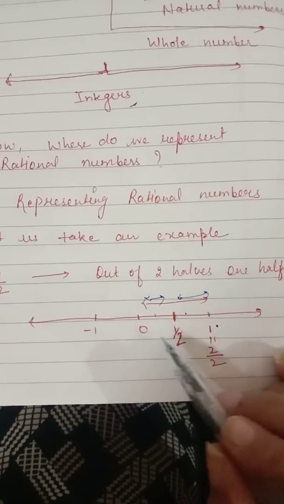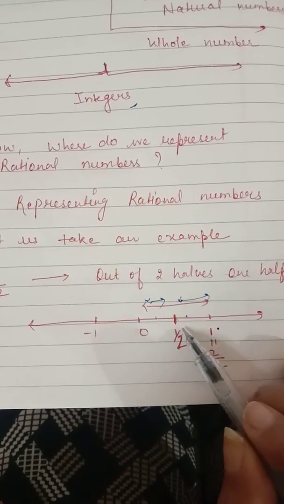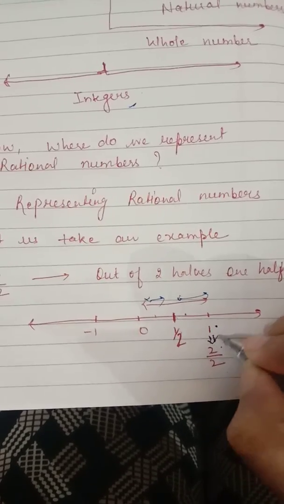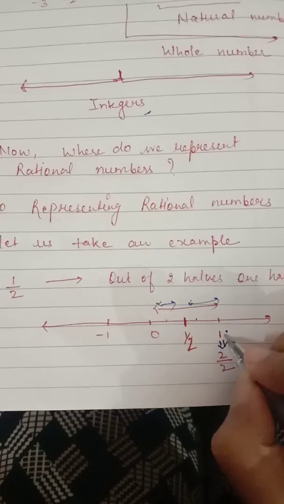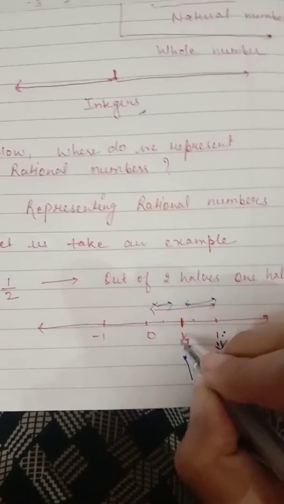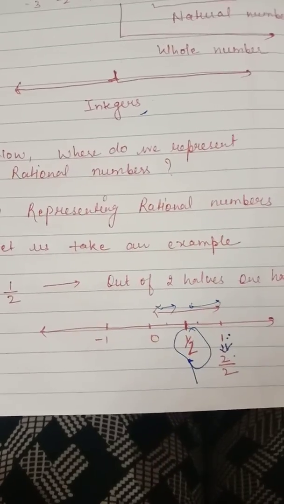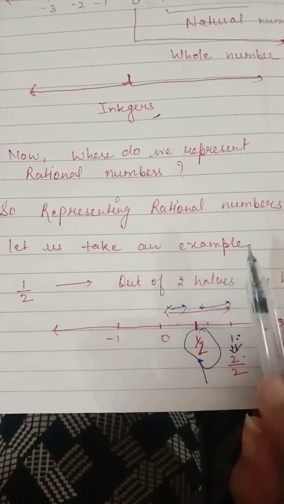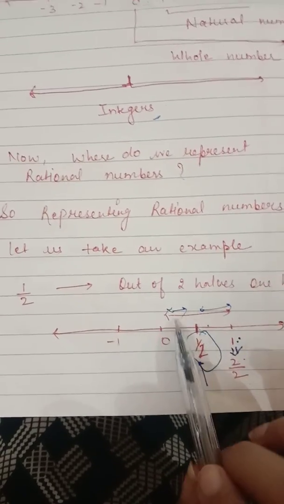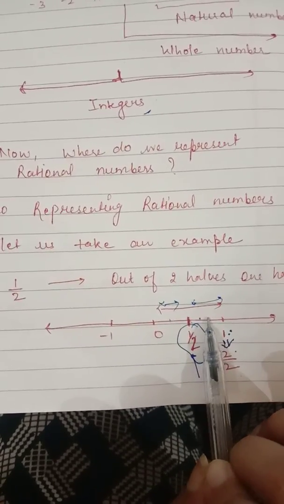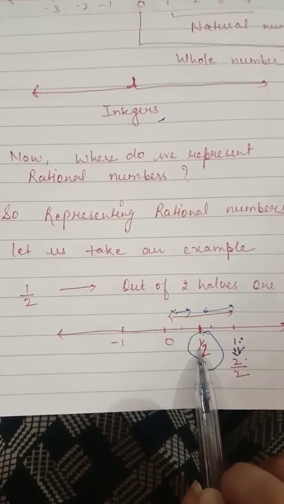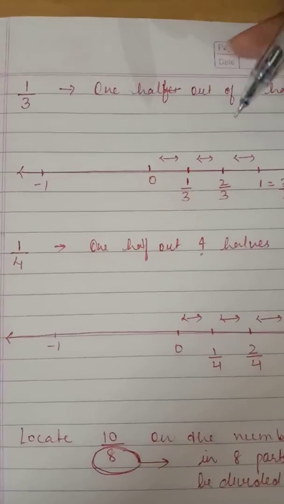So can I say this is 0, this is 1 by 2 and this is 2 by 2. You can say, na, 2 by 2 is equal to 1. So that is how you will get your 1 by 2 on the number line. Okay, because out of two halves you have to take only one part. So when you divide this line between 0 to 1, this point is what? 1 by 2.